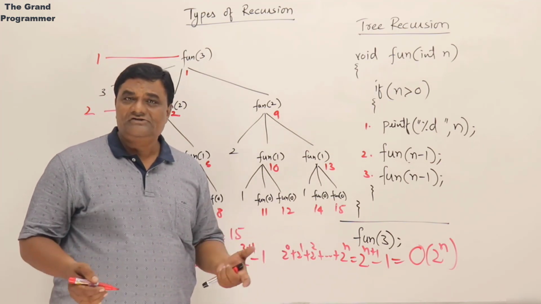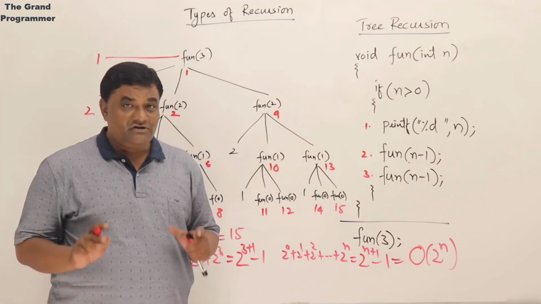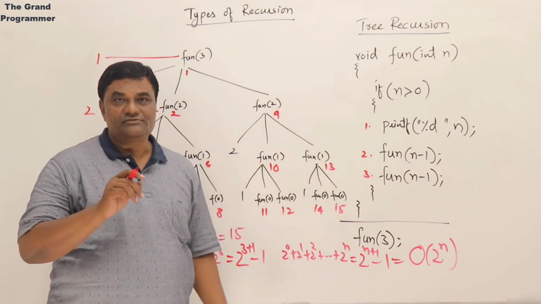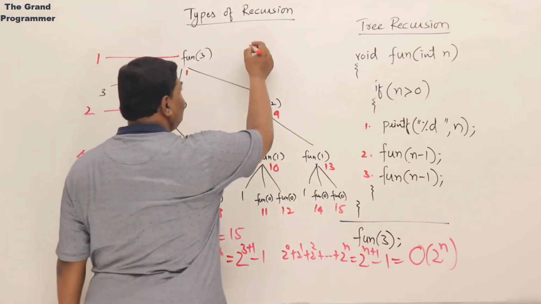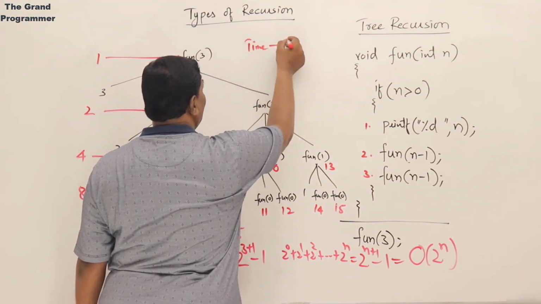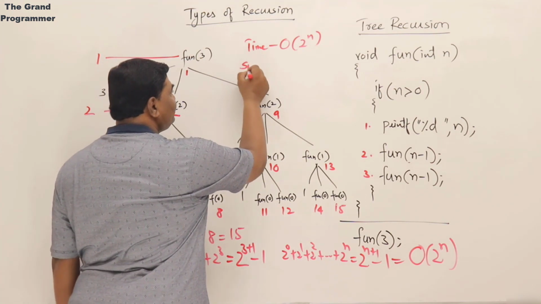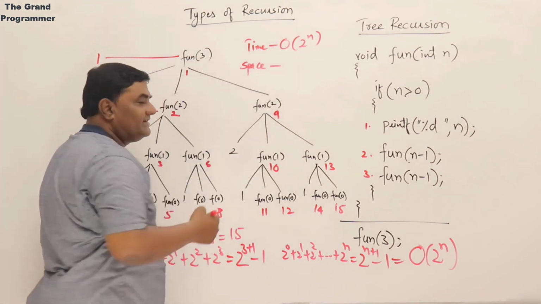So it depends on the function what time complexity you may be getting. It's not that every tree recursion will have 2 power n. For this function, it is 2 power n. So the time is order of 2 power n. Then what is the space? What is the space complexity?